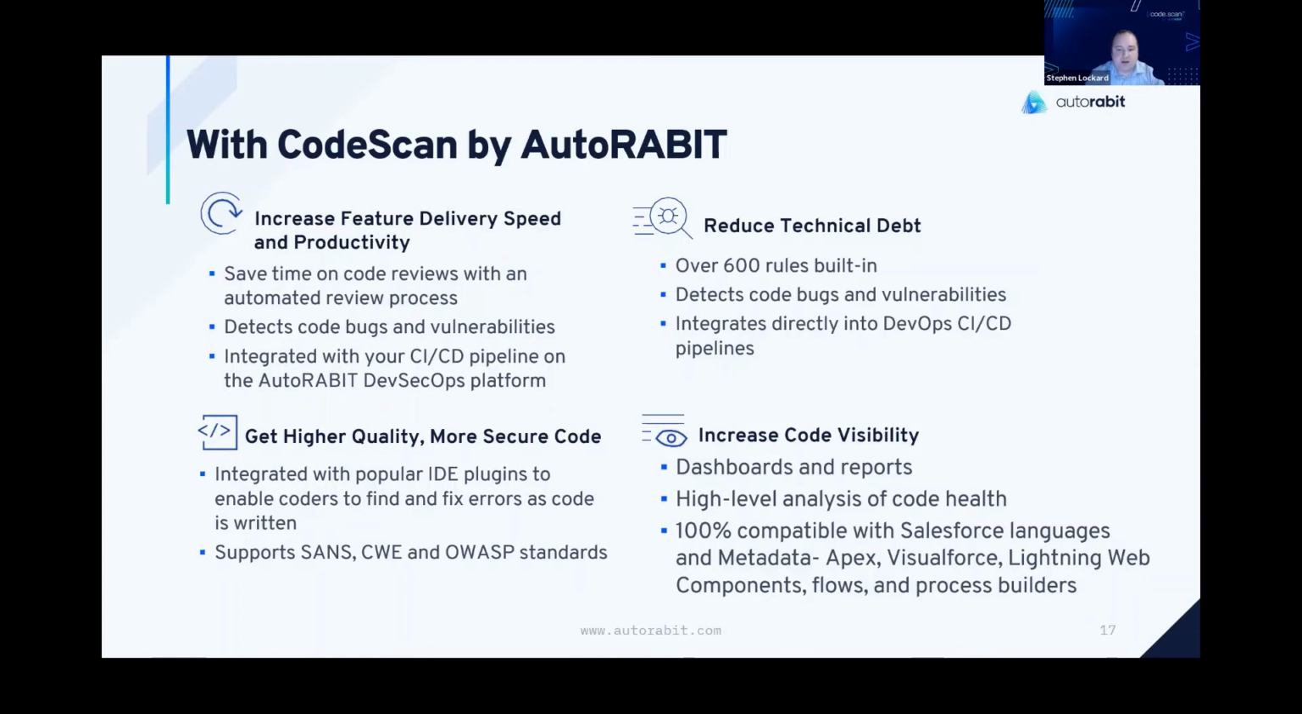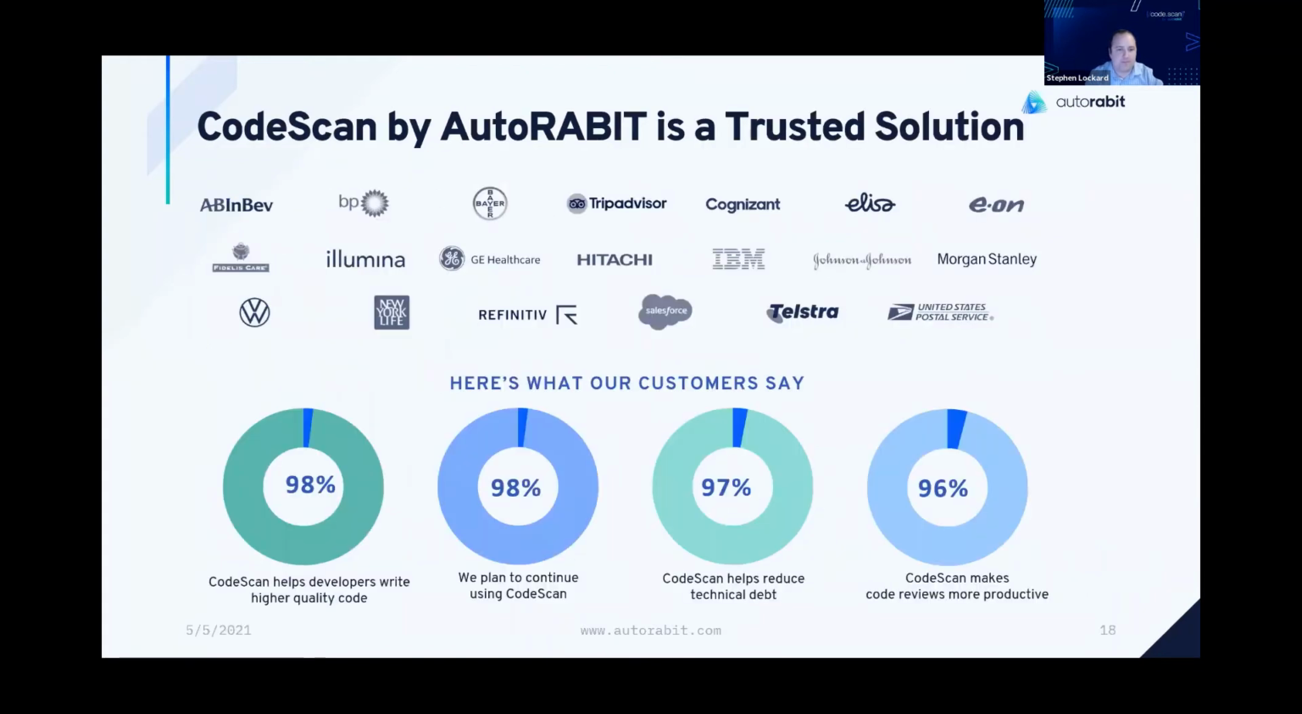And then when you put it all together, you have increased visibility with the dashboards and reports that I mentioned that can categorize your issues into code quality, code security, and code bugs, as well as categorizing those reports for different security standards. And of course, CodeScan is the only tool that currently offers 100% of the Salesforce ecosystem. We cover Lightning, Apex, Visualforce, processes, components, process builders, flows, all of the ecosystem is covered by CodeScan. As you can see here, CodeScan by AutoRABIT is a trusted solution amongst many industry leaders.